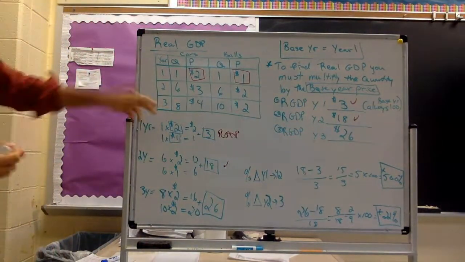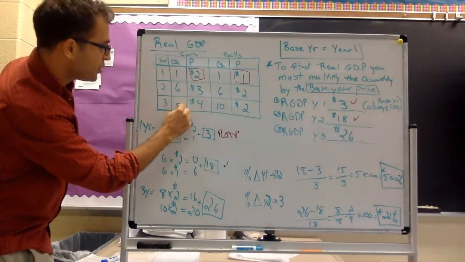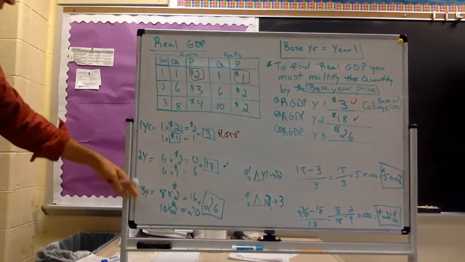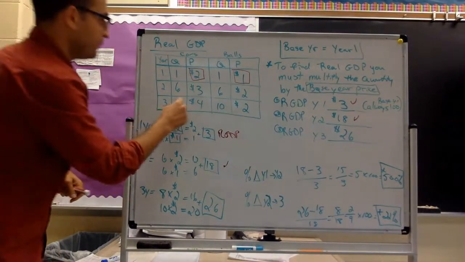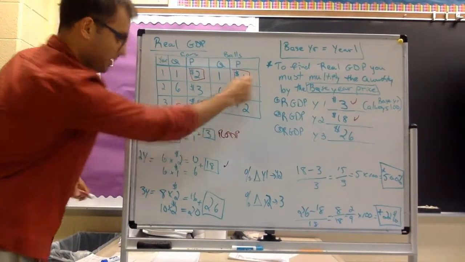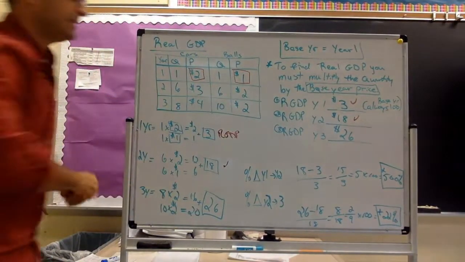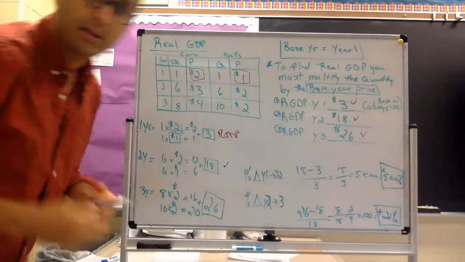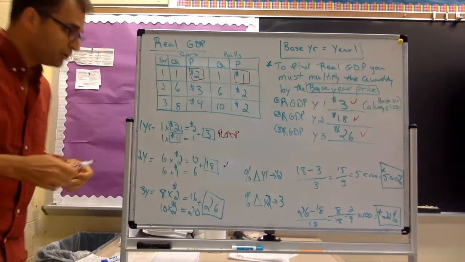Year 3, what do you do for year 3? Well, you take the new quantity 8 and you multiply by the base year number, right? So we're trying to find year 3, what is the real GDP? So 8 times 2 plus 10 times 1, that's what we have here. I got 26, and that's my real GDP. All right, I hope that makes sense. The difference between nominal GDP and real GDP.